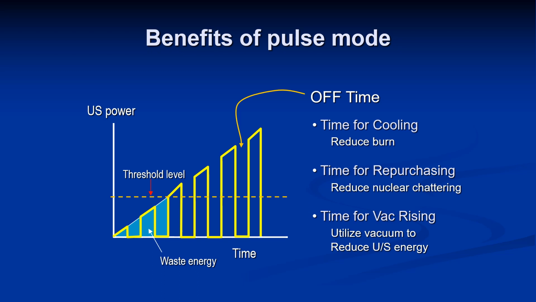Pulse mode has off time between pulses. Off time is the time for cooling that helps reduce burn, time for repurchasing that helps reduce nuclear chattering, and time for vac rising that helps utilize vacuum to reduce US energy. I prefer 10 pulses per second during chop and nuclear removal. But use linear continuous ultrasound during bevel down grooving.